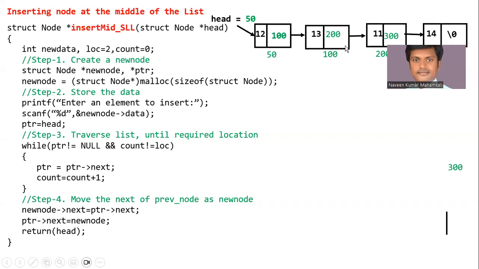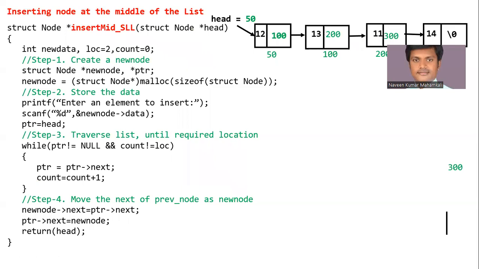For fair comparison with arrays, I assume here that the linked list also I treat as starting from the 0th node, like array index starts from 0 in C programming. So I assume this is the 0th node, first node, second node. I want to insert a new node after the second node. That is the assumption here, so that's why I have taken the location equal to 2. After the second location, I want to insert a new node.